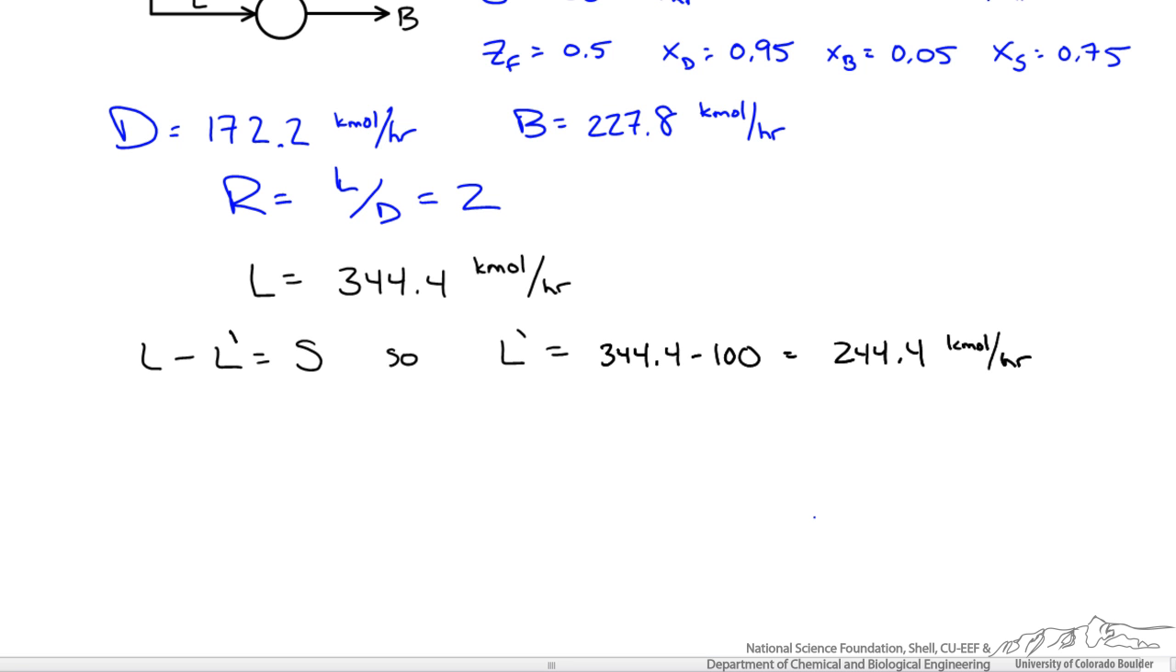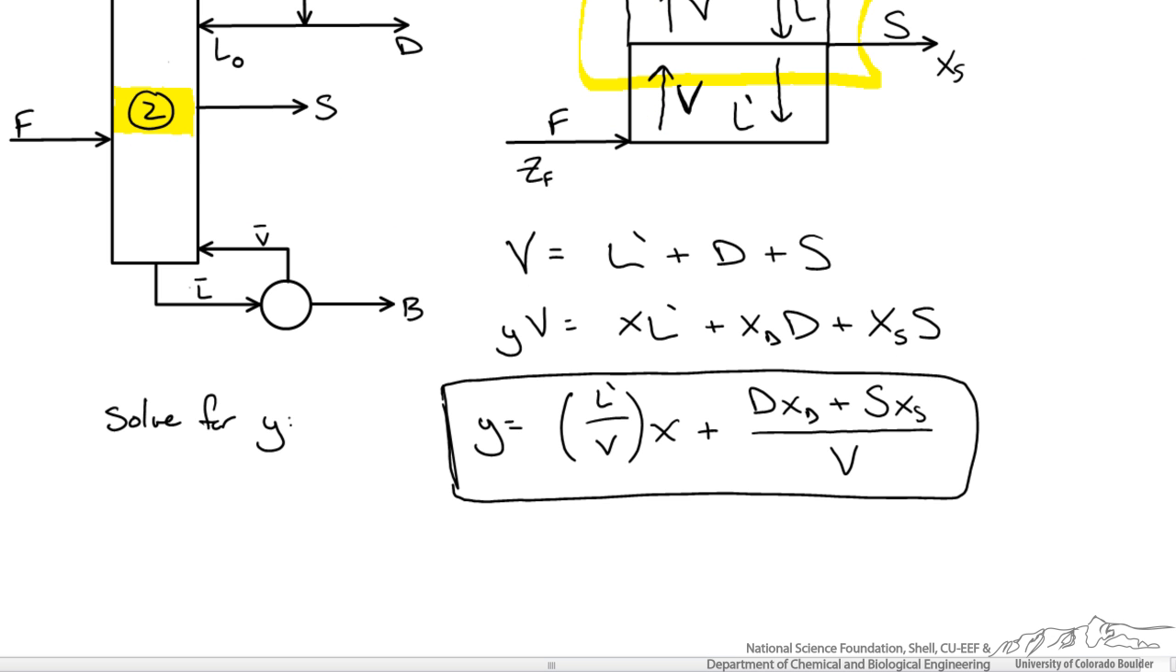The last thing we need for our operating line is our vapor flow rate V, and we know that that is equal to L prime plus our distillate plus S from one of our overall balances on that section. Plugging those values in, we could get the vapor flow rate to be 516.6. So if we go back to our section of interest for our operating line, we could plug in values for L prime over V as well as our other flow rates and get an equation for this section. So we have a slope, y-intercept.